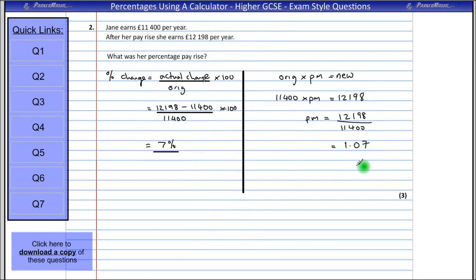And we know that a percentage multiplier of 1.07 is an increase of 7%. So that's two different methods of answering the same question. It doesn't matter which one you use because they give the same answer.